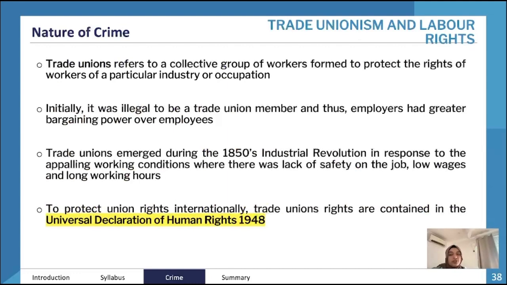All right, then moving on to trade unionism and labor rights. So trade unions refer to the collective group of workers formed to protect the rights of workers from particular industries or occupations. Initially it was illegal to be a part of a trade union. Oh, how times have changed, right? Now we have trade unions for almost every single industry, I believe.